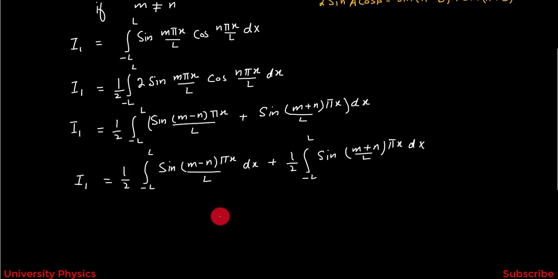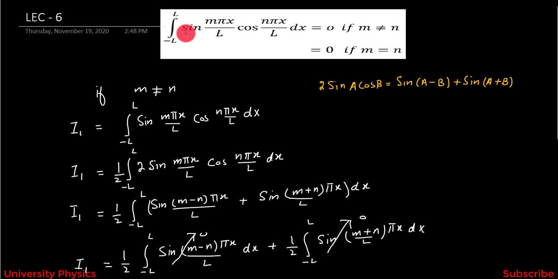Now friends, in lecture number 3 we have shown that the integral of sin(nπx/L) is equal to 0. Here m - n is an integer and m + n is also an integer. So this term is equal to 0 and this term is also equal to 0. Finally we get that I1 is equal to 0. So the given integration from -L to +L of sin(mπx/L) cos(nπx/L) dx is equal to 0 when m is not equal to n.